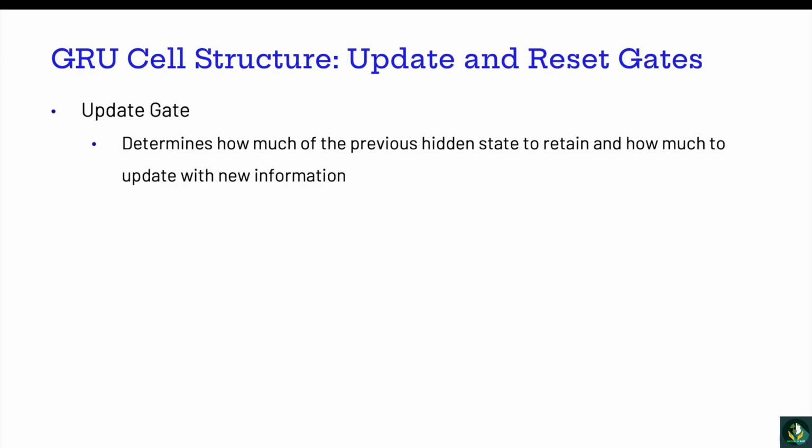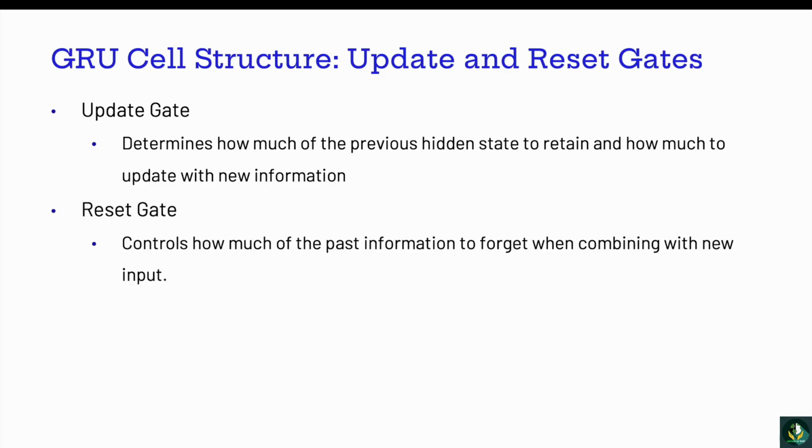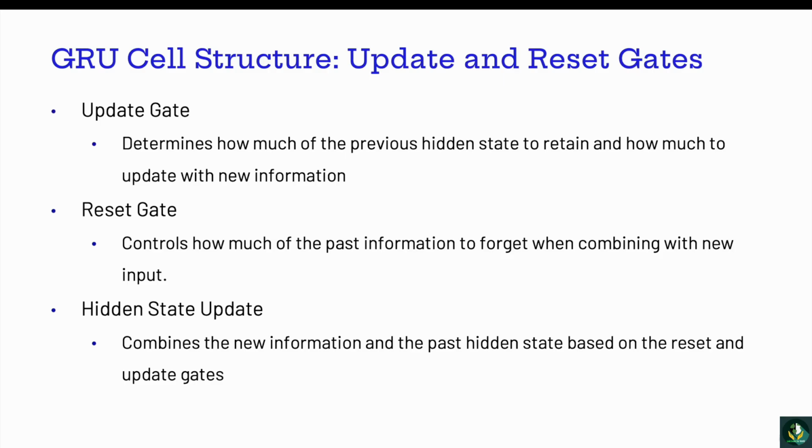Now let's talk about GRU's cell structure, update and reset gates. First, let's talk about the update gate. It determines how much of the previous hidden state to retain and how much to update with the new information. The reset gate controls how much of the past information to forget when combining with new input. Hidden state update: it combines the new information and the past hidden state based on the reset and update gates.